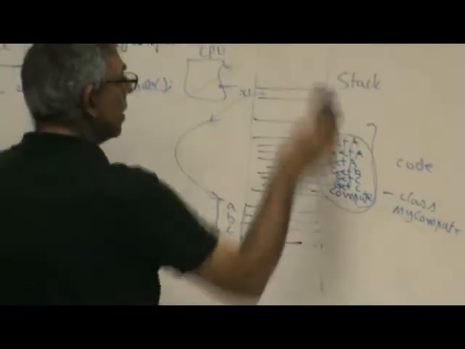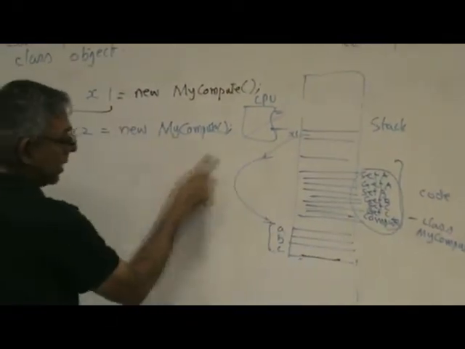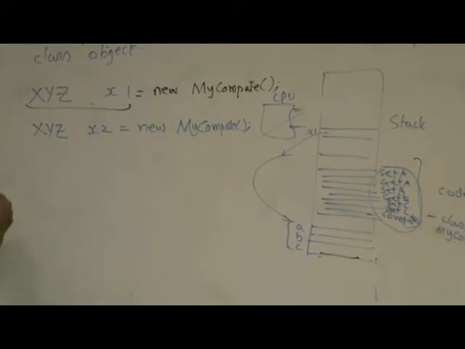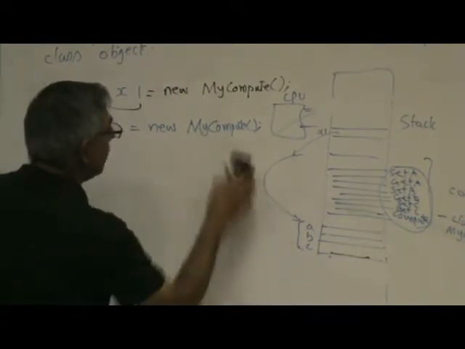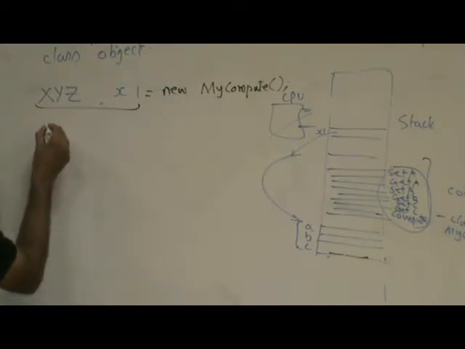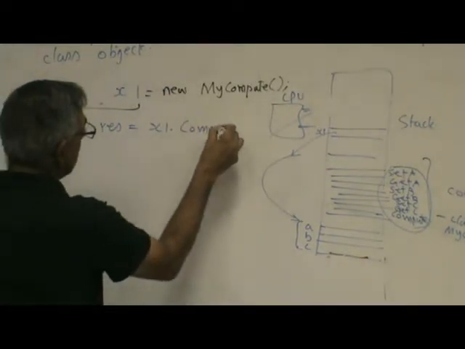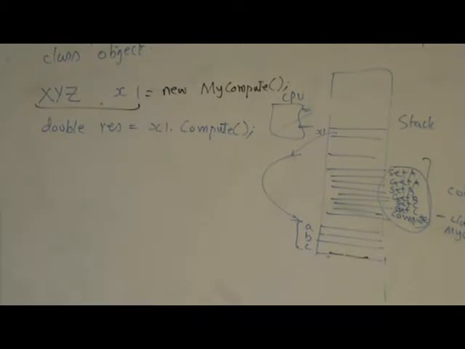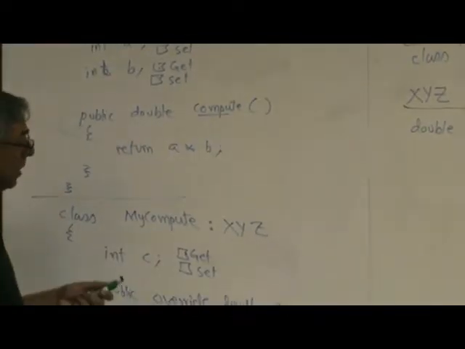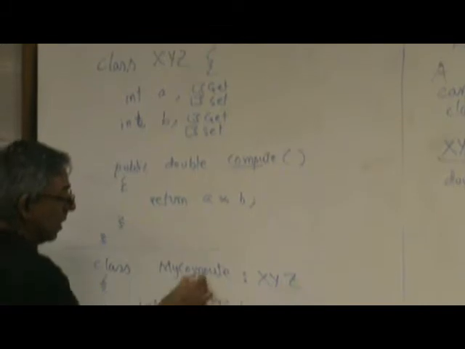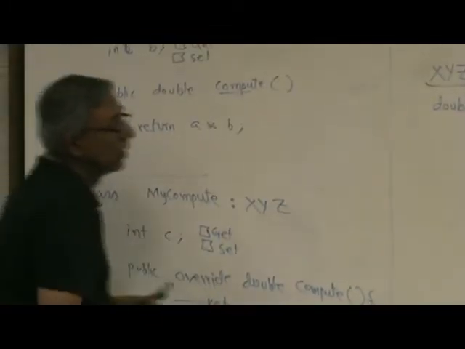Okay, so now let's take a look and see, suppose we create, let me go back and only create one object. Okay, we created one object and connected it to some memory, right, ABC. Okay, so now what will happen if somebody tried to do this: double result equal to x1.compute. Okay, how will the computer know what to call? Okay, so remember there are 2 classes over here. There's a my compute class over here. There's an XYZ class over here. Both of them have a compute function, right?